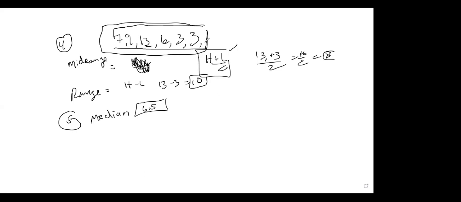Now, another way of finding the median here is put them in order: 3, 3, 6, 7, 9, 13. There's 1, 2, 3, 4, 5, 6 numbers. If there's an even amount of numbers, 2 on this side, 2 on this side, you have to find the average of these two, 6 plus 7 divided by 2. If you have an odd number, then you just pick the number in the middle. But if it's even, there's no number in the middle. You have to pick the 2 middle numbers, add them up, and divide by 2, and you get 6.5.